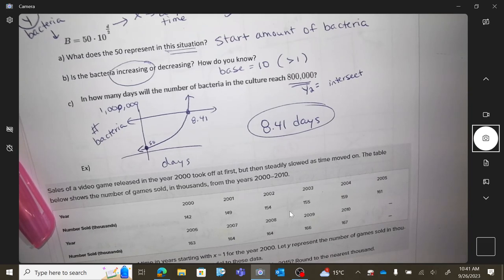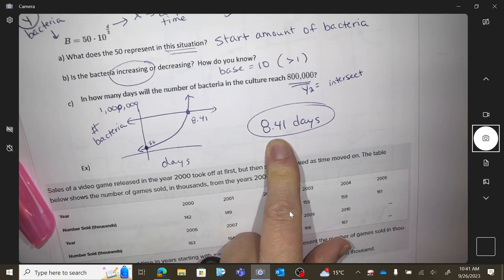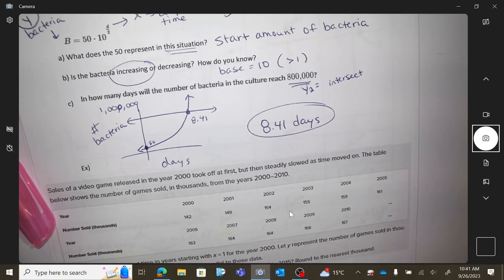So technically, if you had to do a whole number, it wouldn't even reach that population until the ninth day. You would have to round up. Does that make sense? Because if I round down and I tell you 8 days, the population hasn't gotten to 800,000 yet.